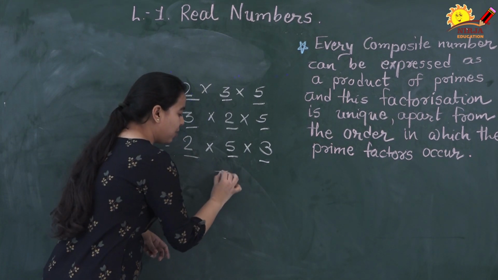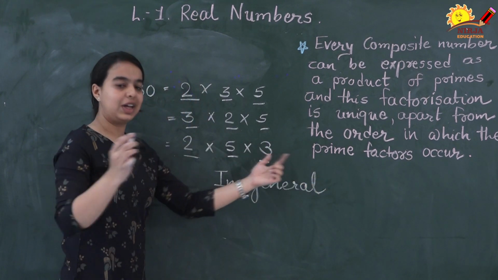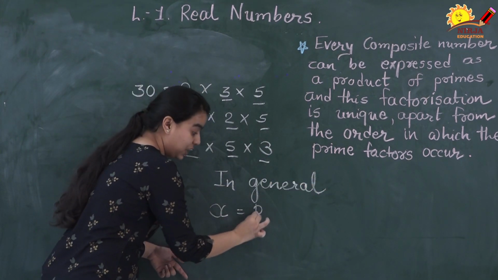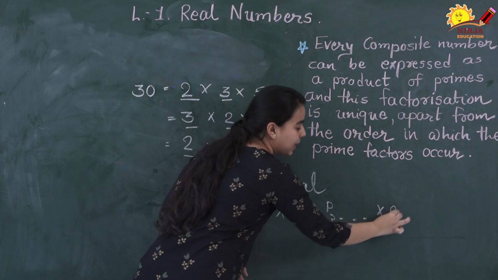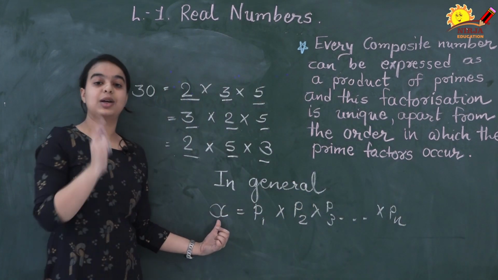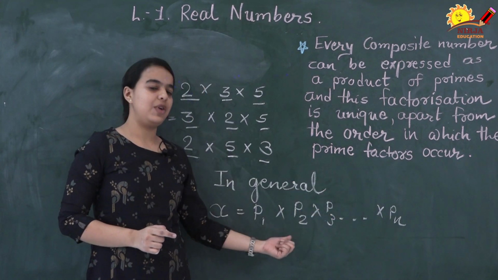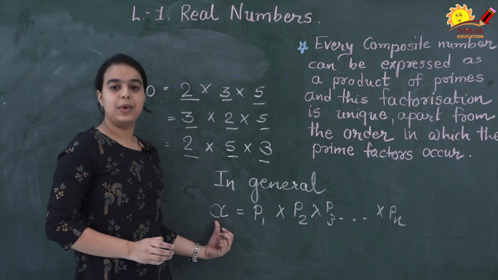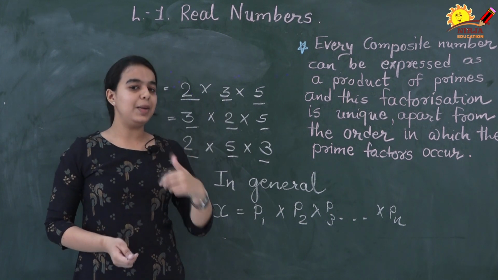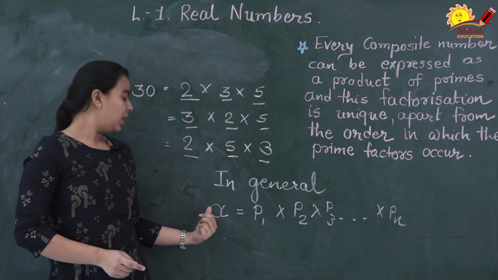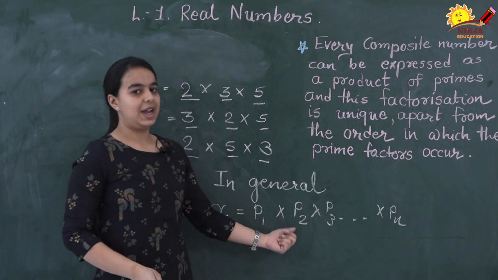So, in general, if I write the general form of the fundamental theorem of arithmetic, we can write like this: x is equal to p1 multiplied by p2 multiplied by p3 and so on up to pn, where x is a composite number and p1, p2, p3 and so on up to pn are the prime factors of the composite number x. So, once again, if I state the fundamental theorem of arithmetic, it states that every composite number can be written as a product of its prime numbers.